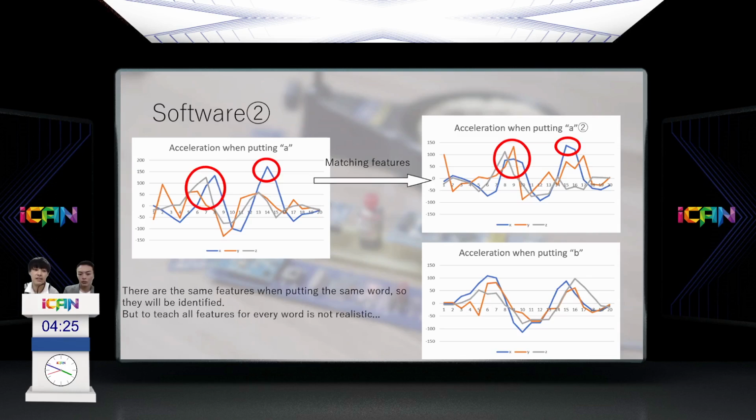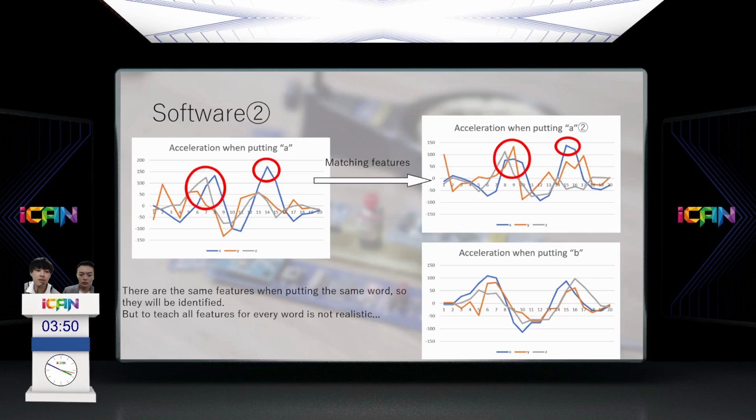Experiment results. These are graphs of the accelerometer values during writing a character. Left one is the graph during writing character A. Right upper is another time writing A. Right lower is for B. You can find the same two sharp edges of the gray line and blue line in the red circle. And you can also find the same edges of only the blue line in the small red circles. The graph of B doesn't have those two features.